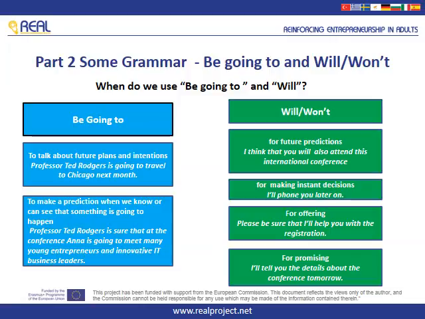Professor Ted Rogers is sure that at the conference Anna is going to meet many young entrepreneurs and innovative IT business leaders. We use will for future predictions. We often use I think, I don't think, plus will. For example, we say I think you will also attend this international conference. We also use will for making instant decisions, as seen in the example.